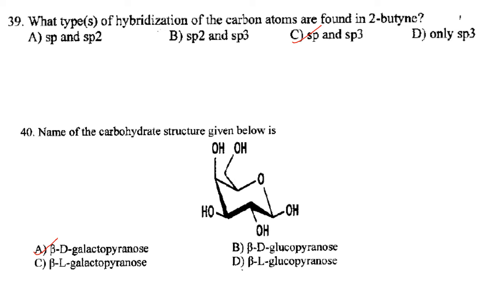Name the carbohydrate structure given below. So it is beta-D-galactopyranose. So answer is option A, beta-D-galactopyranose.